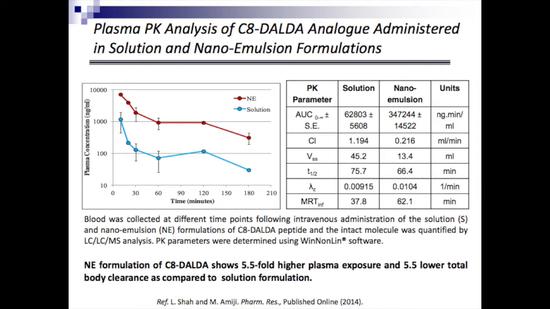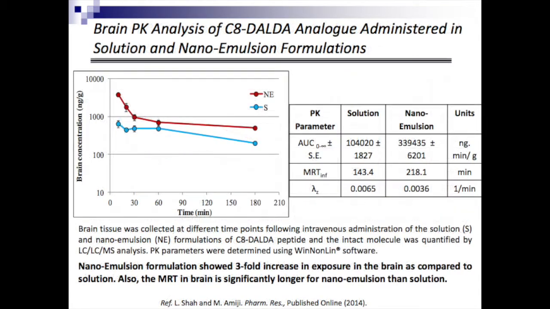When you look at the pharmacokinetic parameters after administration and quantify them, you can see about a 5.5-fold higher plasma exposure and 5.5-fold lower clearance from the nano-emulsion. So the ability to keep the nano-emulsion in the blood pool, in our opinion, is a critical factor in order to enhance their permeability across the blood-brain barrier. If you have very rapid clearance from the body, you never get the chance of having these molecules cross. We also then looked into the brain and see that the nano-emulsion actually helps us to get these peptides in.